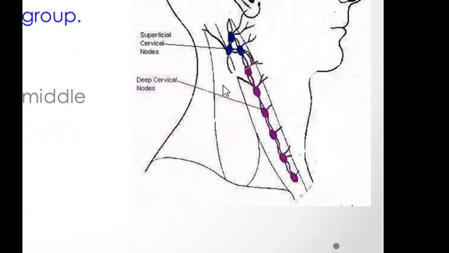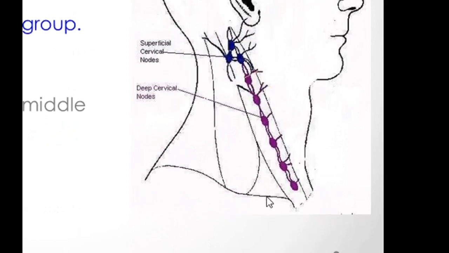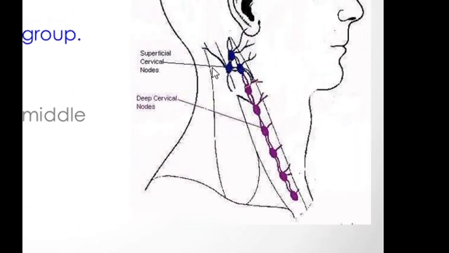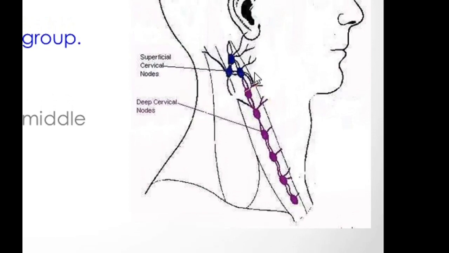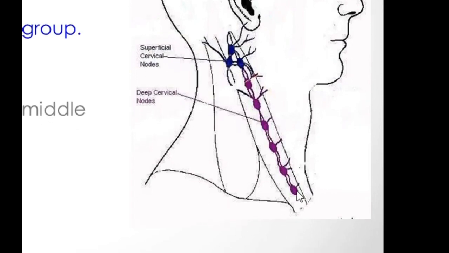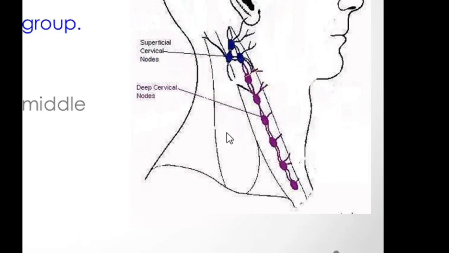We know the posterior triangle. We took the posterior triangle in the previous lecture, which is determined by the sternocleidomastoid muscle, the clavicle, and the anterior border of the trapezius muscle. These groups are the superficial external jugular group and the deep cervical group, superficial group and deep group. The deep group includes the internal jugular chain, upper, middle, and lower, and the spinal accessory chain, and the transverse cervical chain.